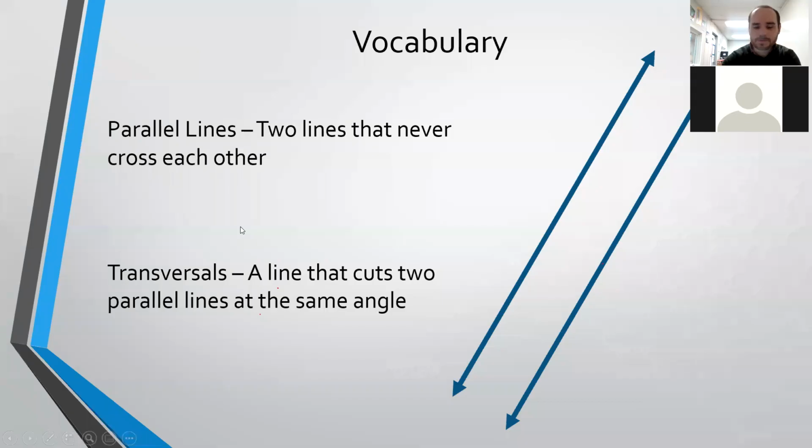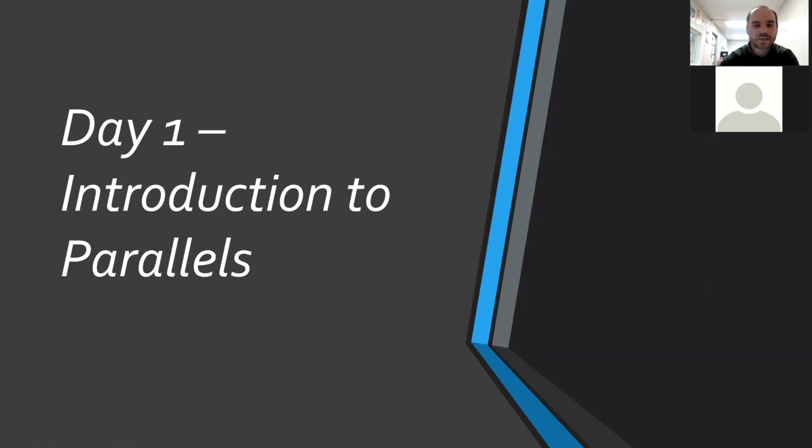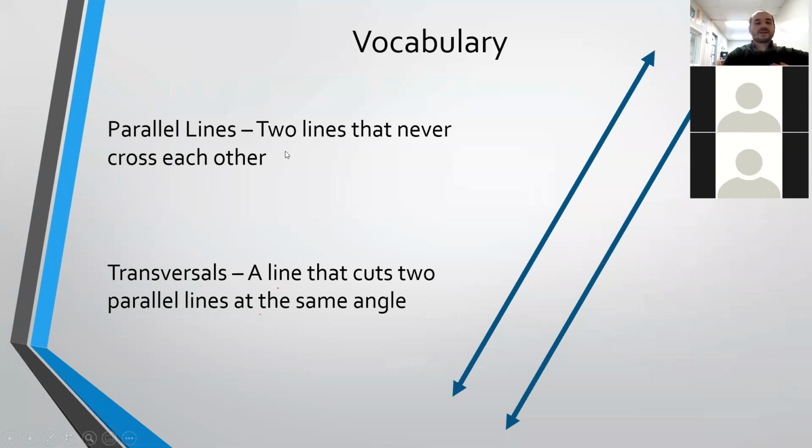So first of all, let's go back. Can any of you tell me what parallel lines are? I'm assuming you all have already heard this term before. Two lines that never intersect. Yeah, two lines that never cross each other. So that's the way we're going to define them. Just two lines that never cross each other. Plain and simple, nice and easy.